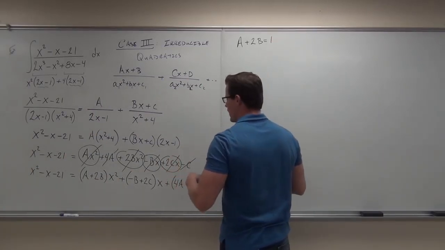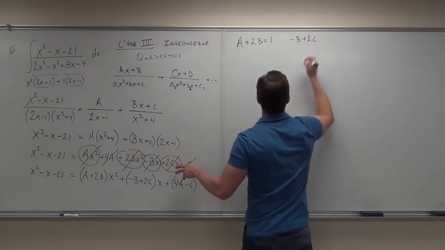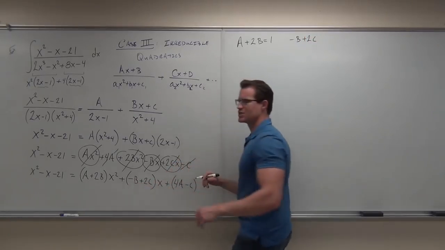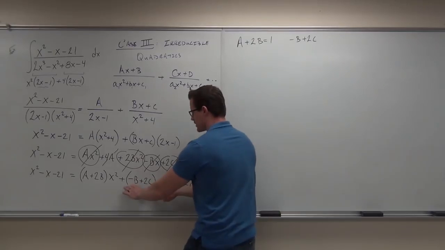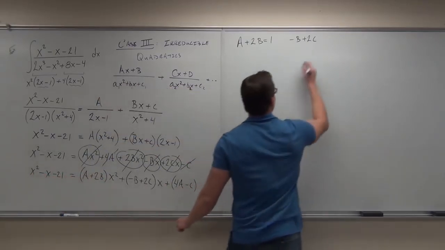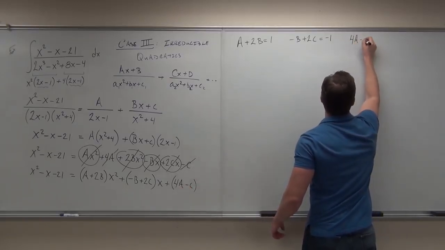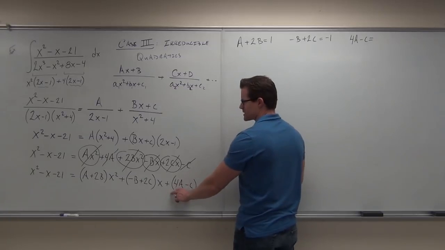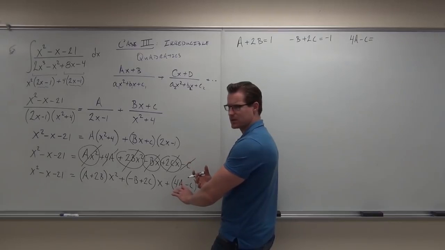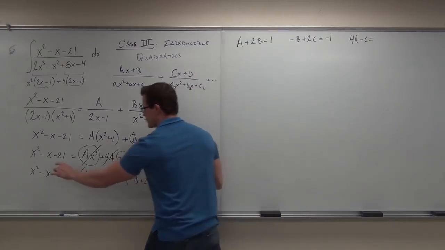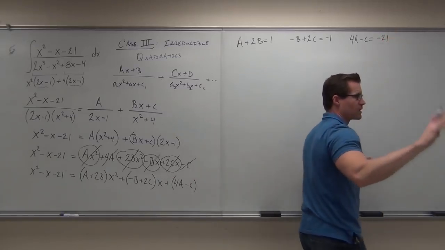Let's do the next one. If I put -b plus 2c, how much does -b plus 2c have to equal here? -1. Since this is the coefficient of x, and this is the coefficient of x, you're right. Now if I put 4a minus c, how much does 4a minus c have to equal? The reason why we use pluses here, it keeps our signs correct. That way you just look here and here and here and set them equal to the coefficients themselves. So this has got to be -21. Show of hands, feel okay with that one so far?